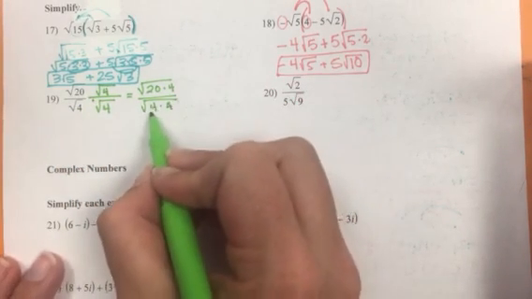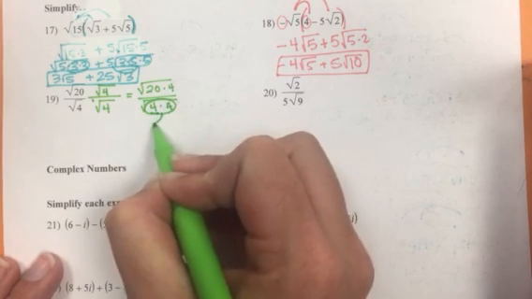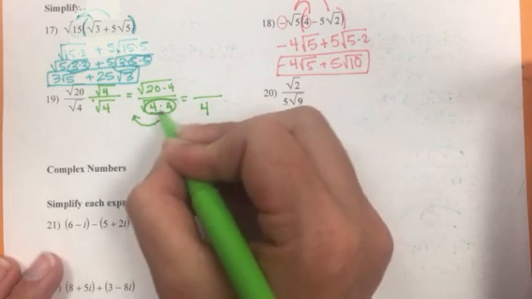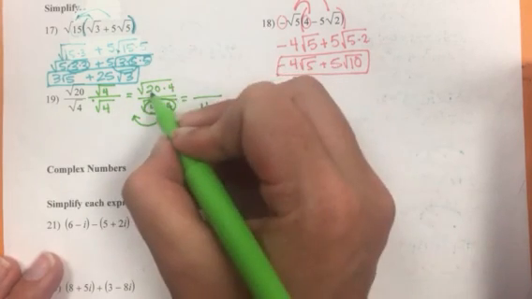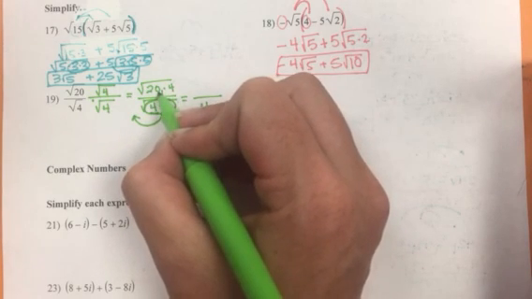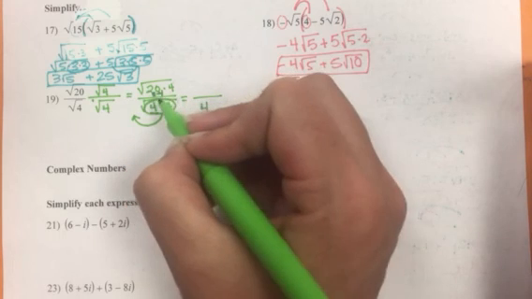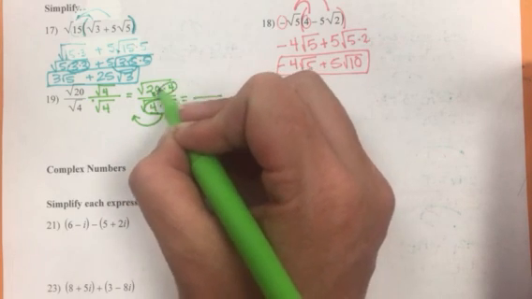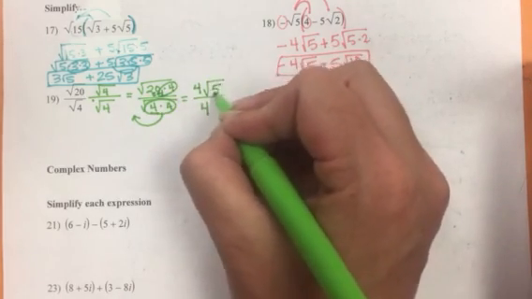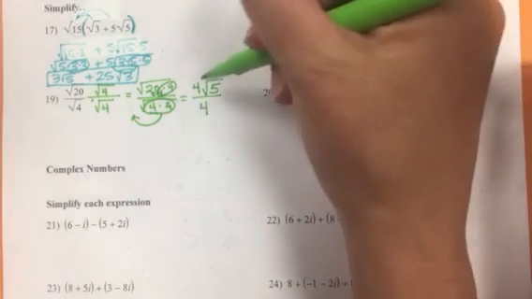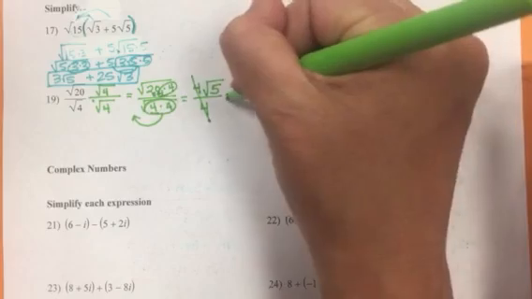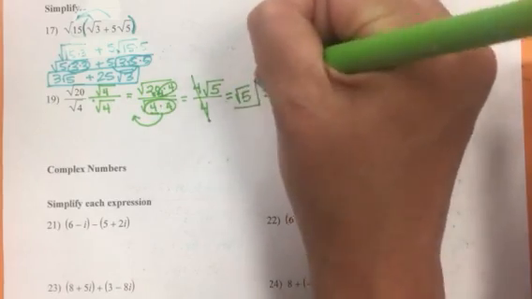Now what happens is this 4 now is allowed to go out of the radical, and nothing is left inside. Then the 20, we can break that down more. We can break that down to 4 times 5, which means the 4's can leave, and the root 5 is left inside. Now 4 over 4 reduces, and we're left with root 5.